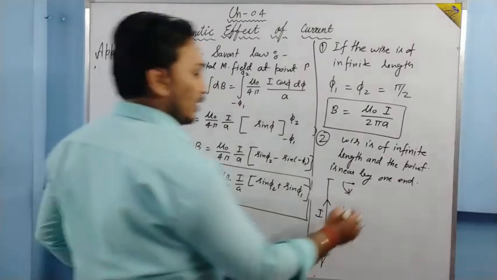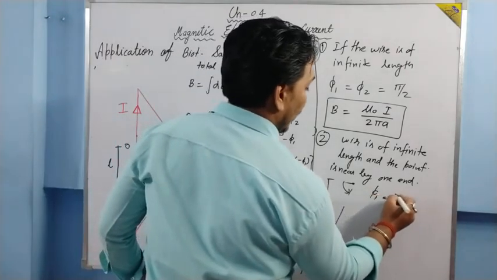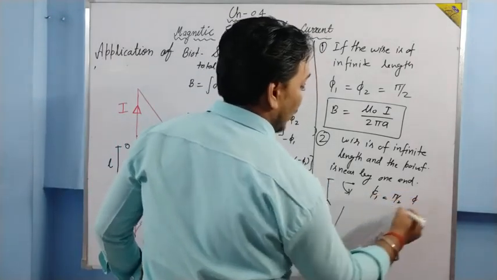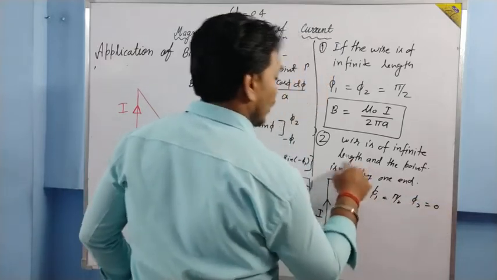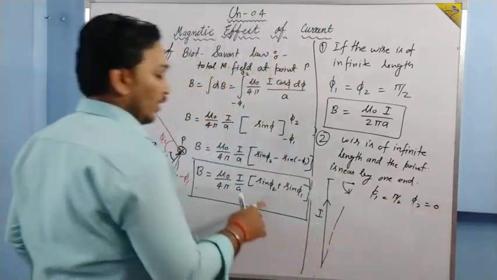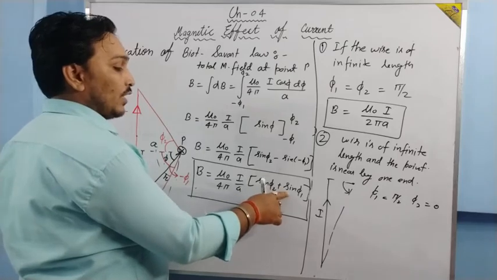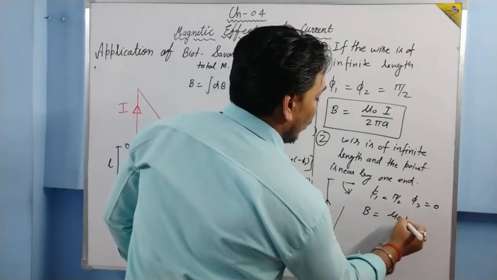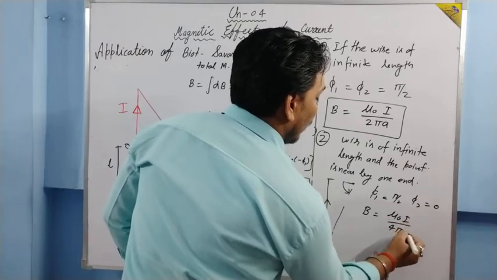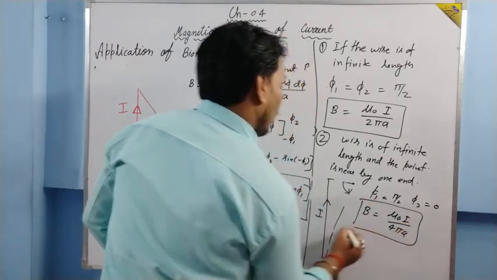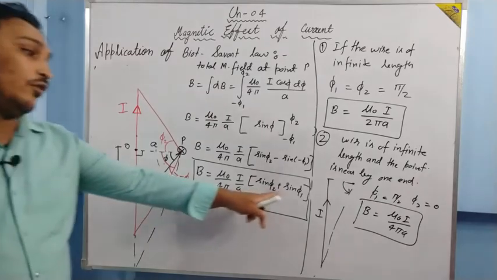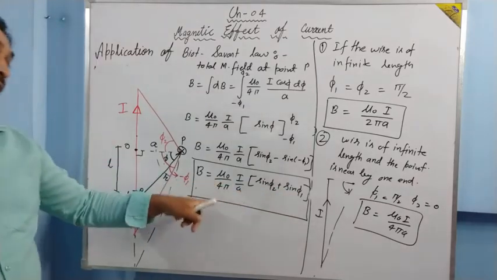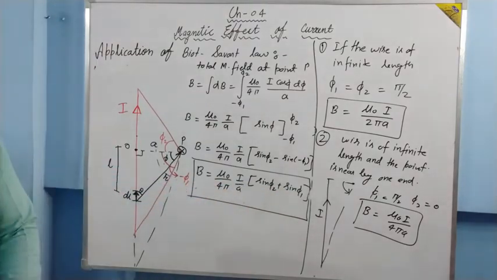So in that case, phi 1 is pi by 2, and phi 2 will be 0 because there is no angle upward. So if you put phi 2 as 0, sin 0 is 0, sin phi 1 is 1, then in that case B will be equal to what? Mu naught I upon 4 pi a. It will be left like this only. If only one comes from the bracket, one is multiplied, the thing will remain the same.